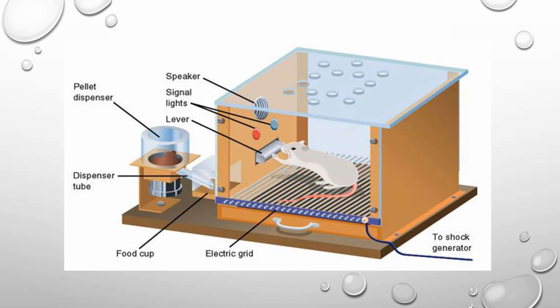The first couple of times he's not going to make the connection, but he'll eventually learn that when the light comes on, he needs to press the bar to turn off the electric shock. The electric shock would be a negative reinforcement.